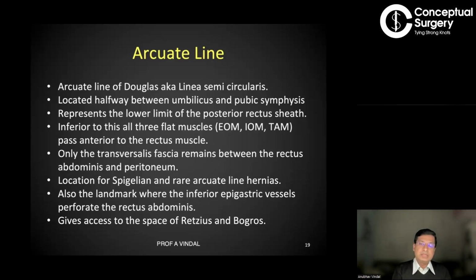Because all we have to do is go between the posterior rectus sheath and the rectus abdominis, create that plane and pass beyond the arcuate line. And there, the only thing that remains behind the rectus abdominis is the fascia transversalis and the peritoneum. And there you are in the pre-peritoneal plane, which is the plane that you dissect for the totally extraperitoneal repairs, the TEP. Now, the arcuate line is also the location for Spigelian hernias, and it is also the landmark where the inferior epigastric vessels perforate the rectus abdominis to supply it.